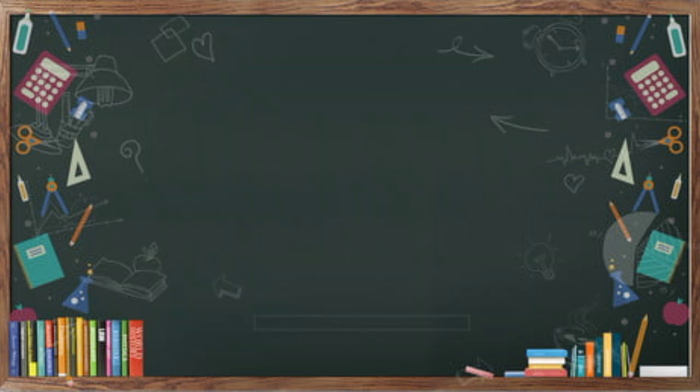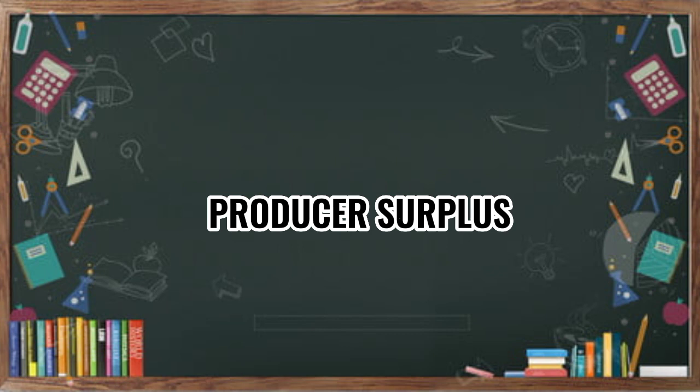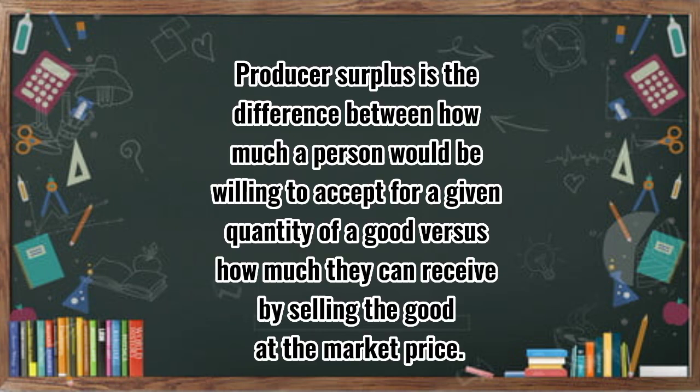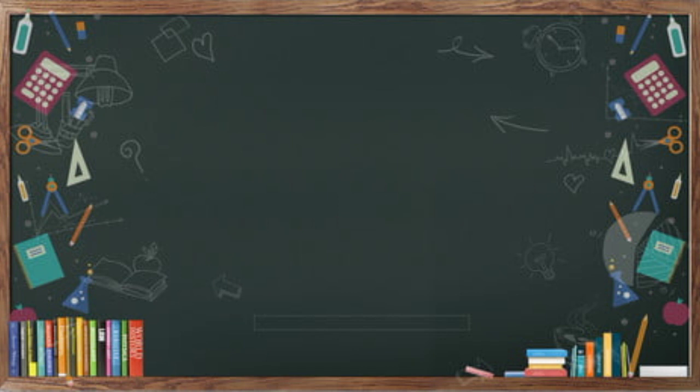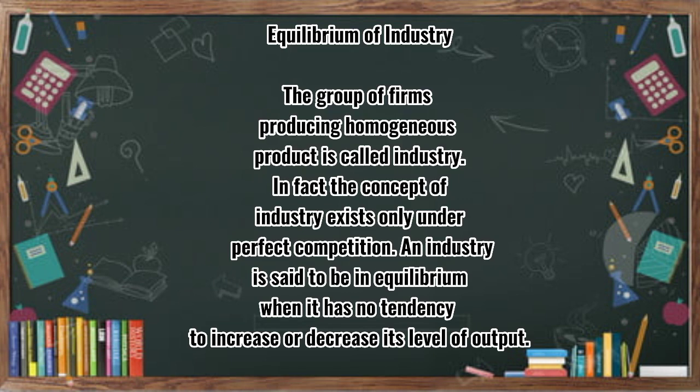The last one is producer surplus. It is the difference between how much a person will be willing to accept for a given quantity of a good versus how much they can receive by selling the good at the market price. It is the total amount that a producer benefits from producing and selling a quantity of a good at the market price. So let's proceed to the industry supply.